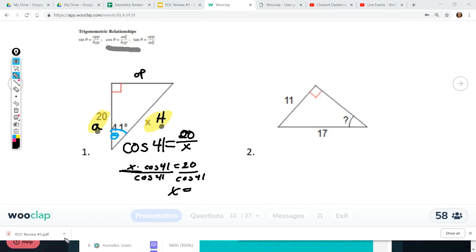Oh, never mind. I typed in 40 instead of 41. So you should do 20 divided by cosine 41 and get 26.5.